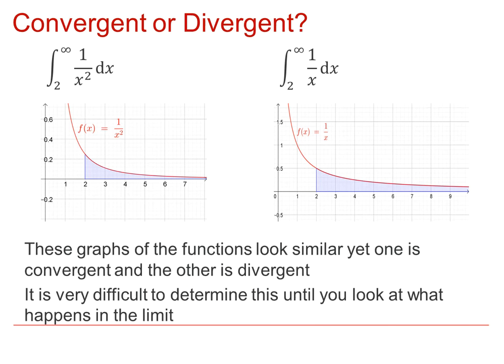So, comparing the two functions, f of x equals 1 over x squared and f of x equals 1 over x, we can see the graphs of the functions look similar, yet one is convergent and the other is divergent. It is very difficult to determine this until you look at what happens in the limit.